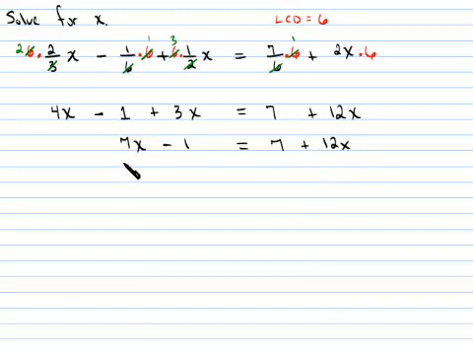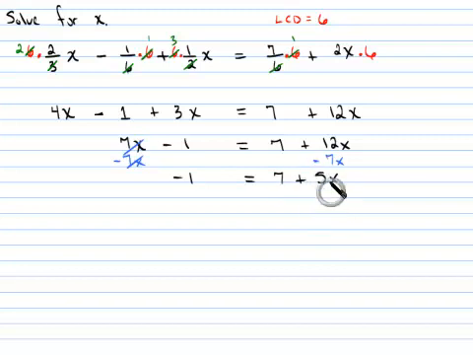And I tell you what, I'm going to go ahead and move my x's to this side over here. So I'm going to get these x's out of here. It doesn't really matter where you move them, just so you know. It leaves me with a -1 here. 7 plus 5x, because 12x minus 7x is 5x.